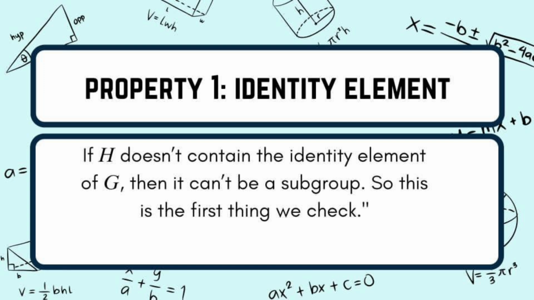First, we need to check that the identity element of G is in H. This is important because every group has an identity element, a number or object that doesn't change other elements when combined. For example, in addition, the identity is 0, and in multiplication, it's 1. If H doesn't contain the identity element of G, then it can't be a subgroup. So this is the first thing we need to check.